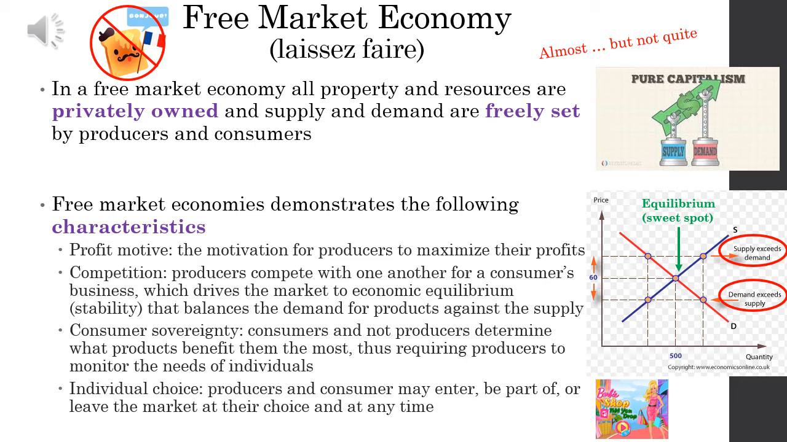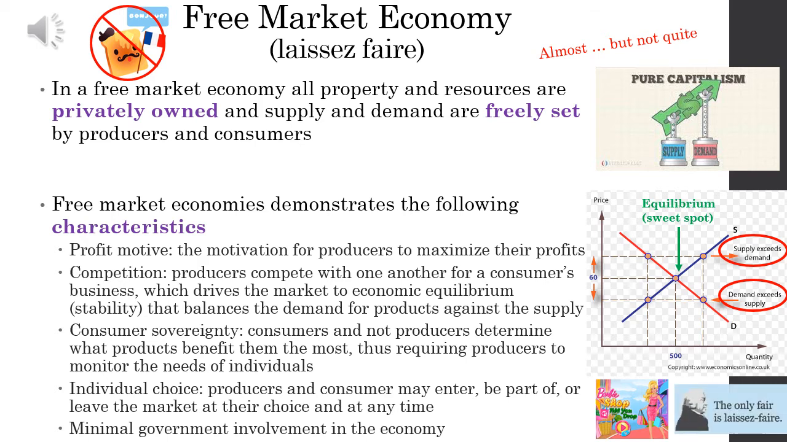Finally, here's the difference between a free market economy and pure capitalism. There is minimal government involvement in the economy of a free market economy. In other words, the only fair is laissez-faire. Minimal government involvement in the free market.